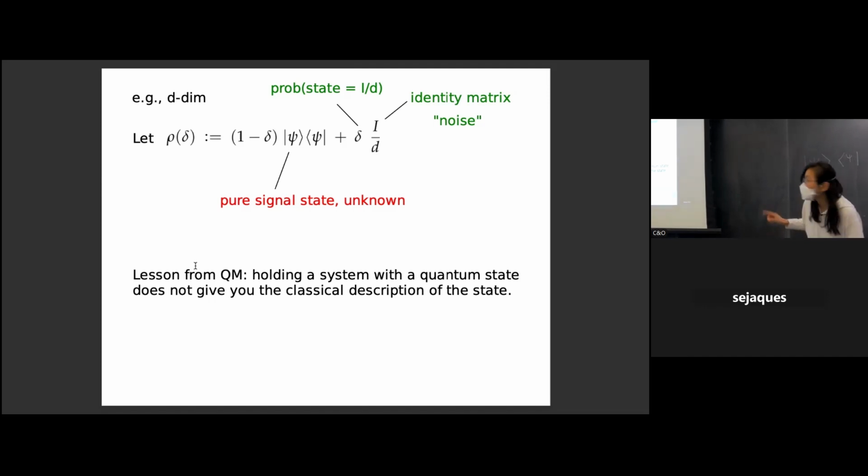And the other term, the uniform term, has nothing to do with the signal. So this represents noise, and in this state, the noise probability is delta. And the signal is the 1 minus delta term. So you get the signal with probability 1 minus delta.